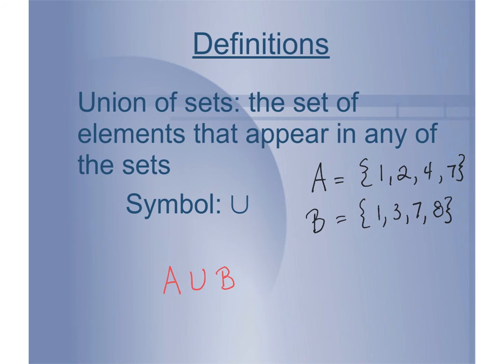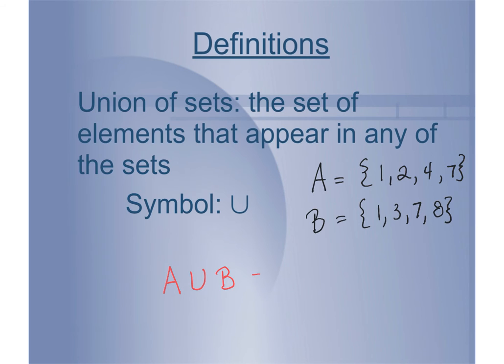And what I want you to do is give me everything in both sets. However, you do not write the elements twice. There are some numbers that appear in both sets. 1 appears in both sets, 7 appears in both sets, right? When I write the union, I'm going to write it in chronological order, by that I mean least to greatest. And I am not going to repeat the numbers if they are in both sets.